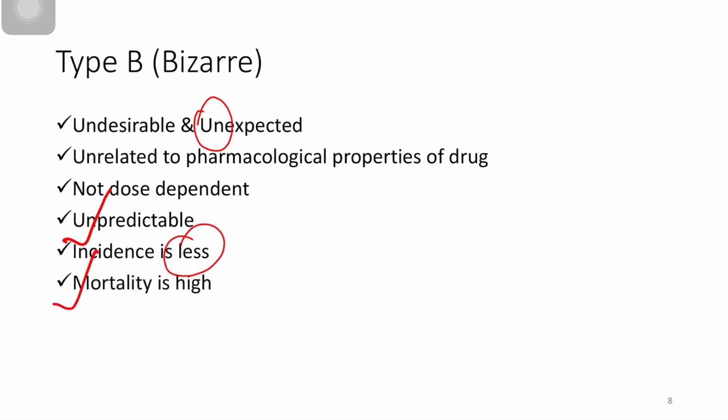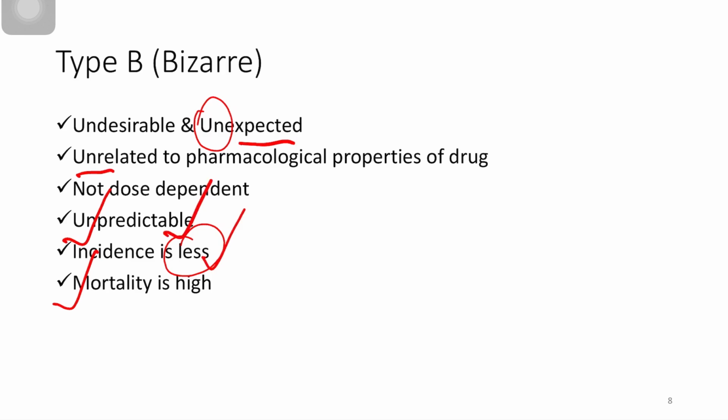So it's quite the opposite of type A. Type A was expected, here it is unexpected. Type A was related to pharmacological property, here it is unrelated to pharmacological property. Type A was dose dependent, here it is non-dose dependent. Type A was predictable and with high incidence, here it is unpredictable and less incidence.